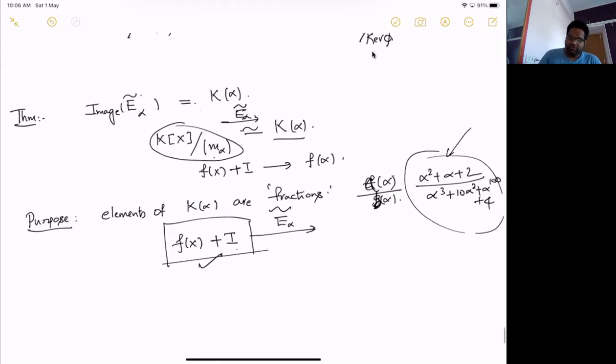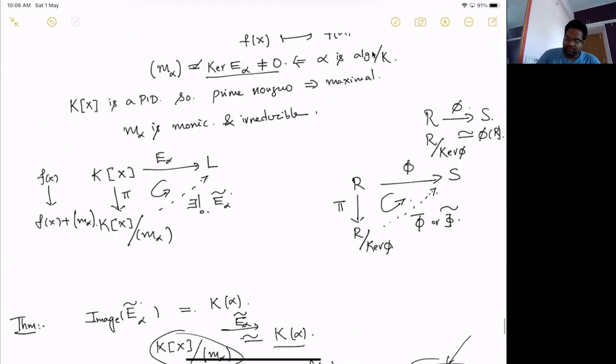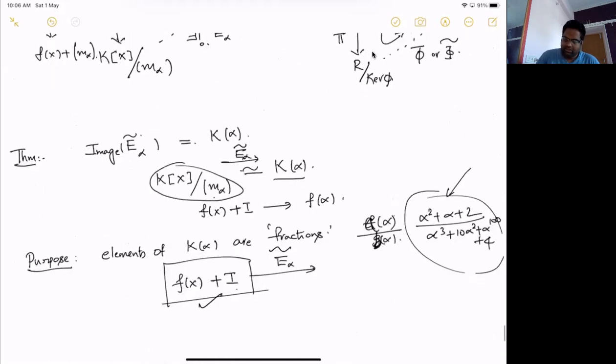That's all we need to show. So we have already seen that this map is certainly injective, and all we need to show is that the image of this map is K of alpha. That is all I need to show.